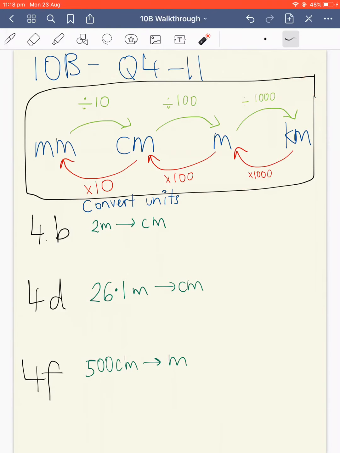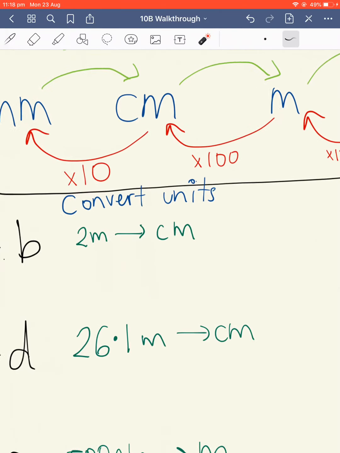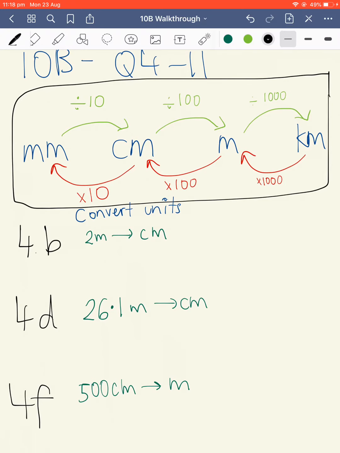So with this first one, for question 4, what you're doing is you're converting units. So I'm going from meters to centimeters, which means I'm multiplying by 100. These tutorials aren't designed to show you every single answer. They're designed to show you how to get there. So I'll have 2, which is my meters, multiplied by my conversion factor, which is 100, because I'm going from meters to centimeters. So it'll be 2 multiplied by 100, which will give me my answer in centimeters.